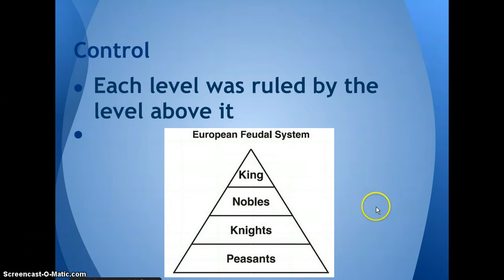Control. Each level is ruled by the level above it. So here the nobles are ruled by the king, the knights are ruled by the nobles, and the peasants are ruled by the knights.